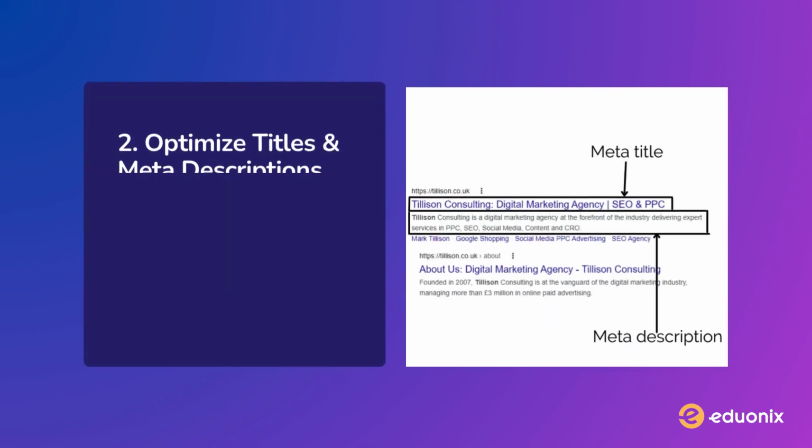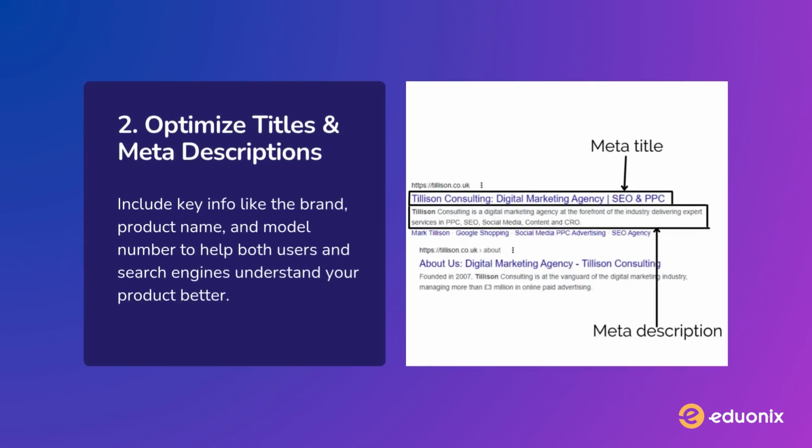2. Optimize titles and meta descriptions. Title tags and meta descriptions are very important in product page optimization. Make sure you include details like brand name, name of the product, model number, or any other important information.